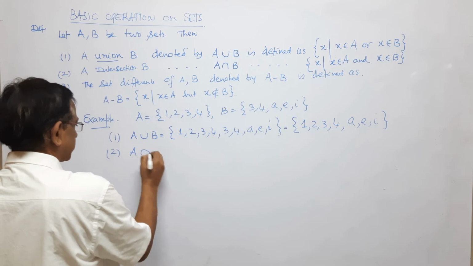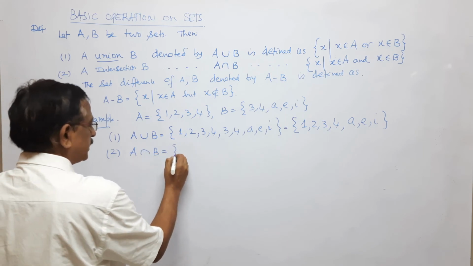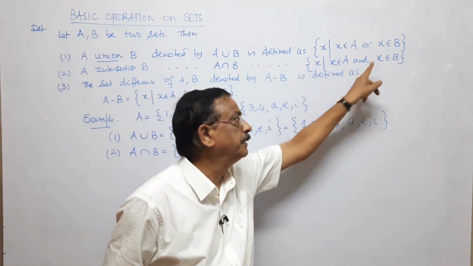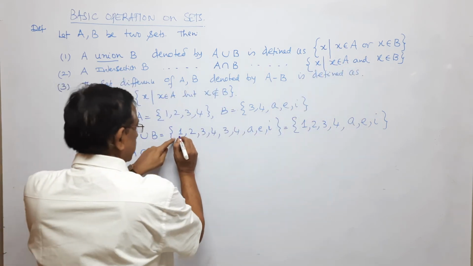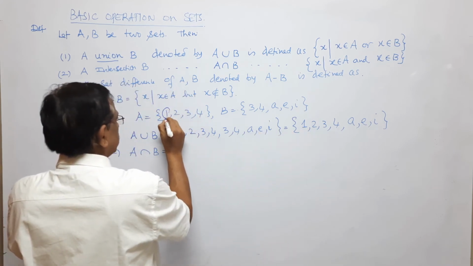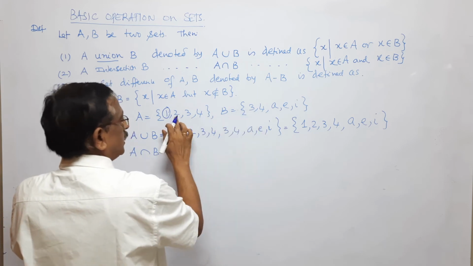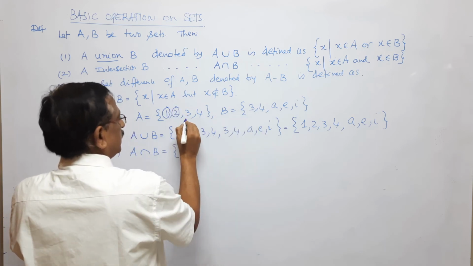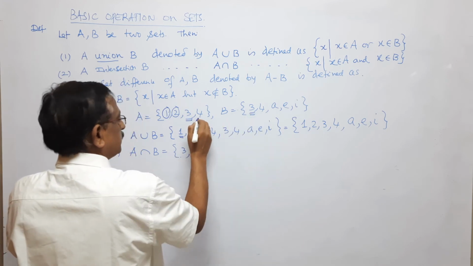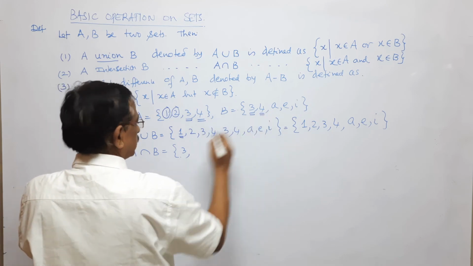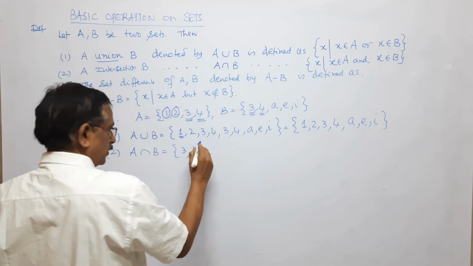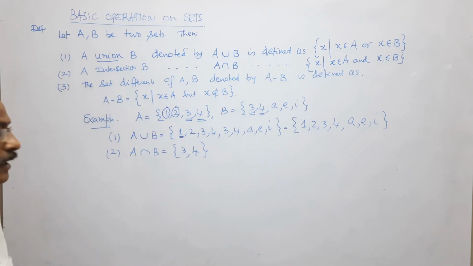Let us see A intersection B. A intersection B means you have to choose the common elements of both A and B. Now look at this. 1 is common here, no. 1 is here, there is no 1 in B, right? 2, no. But 3 is common to both. So I can write down 3. Similarly, 4. So 3 and 4 are common. And a, e, i is in B but not in A. So A intersection B is {3, 4}.